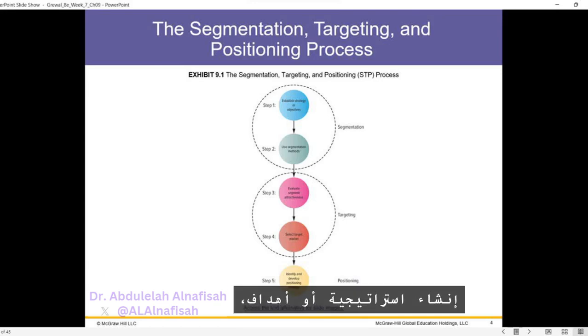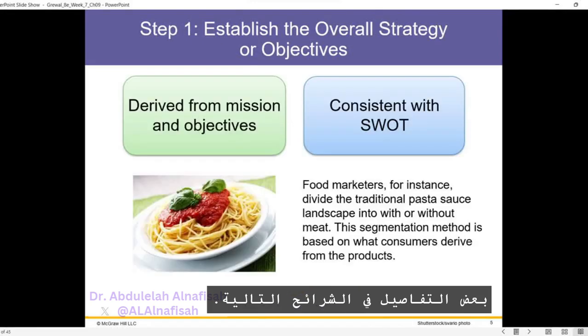Establish strategy or objectives. Use segmentation methods. Evaluate segment attractiveness. Select target market. Identify and develop positioning strategy. We will talk about each step in some detail in the next slides.